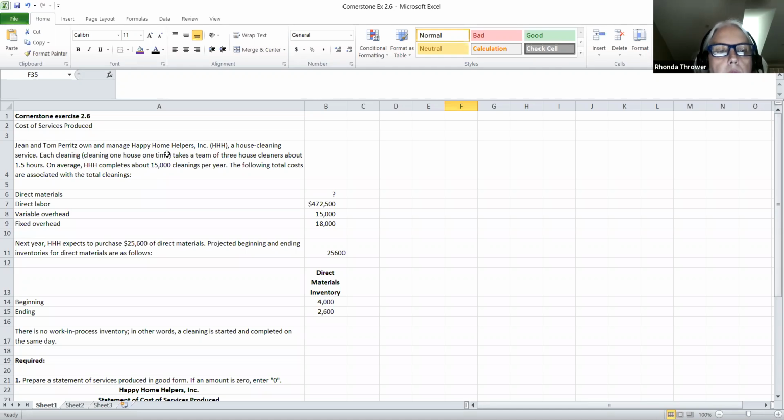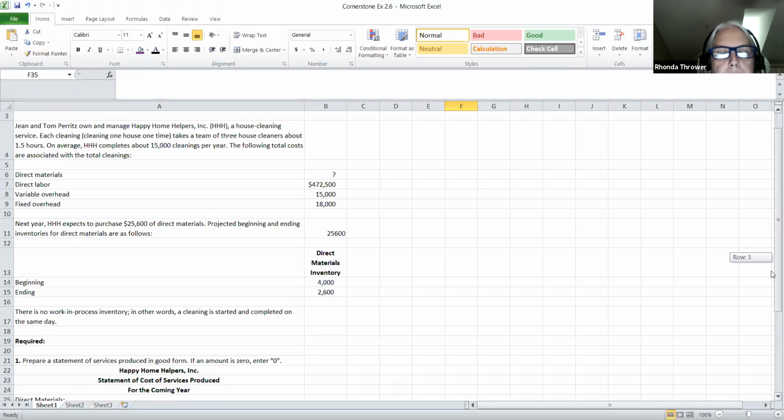The same owners, it's the same company, and it's the same amount of time and cleaners that they have available. They still are completing about 5,000 cleanings per year. These are your materials, your labor, your variable overhead, and your fixed overhead. You have to find the materials cost in this particular problem.